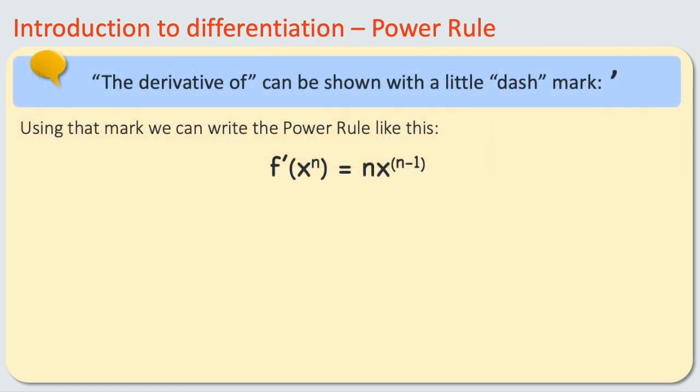The derivative of can be shown with a little dash mark. Using that mark, we can write the power rule like this: f dash of (x to the power of n). This means the derivative of x to the power of n is n multiplied by x raised to the power of (n minus 1).